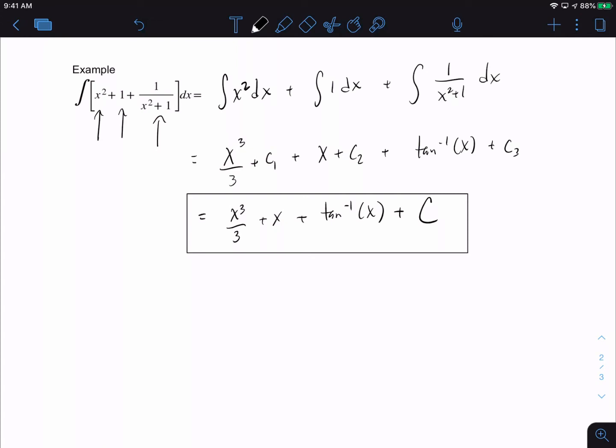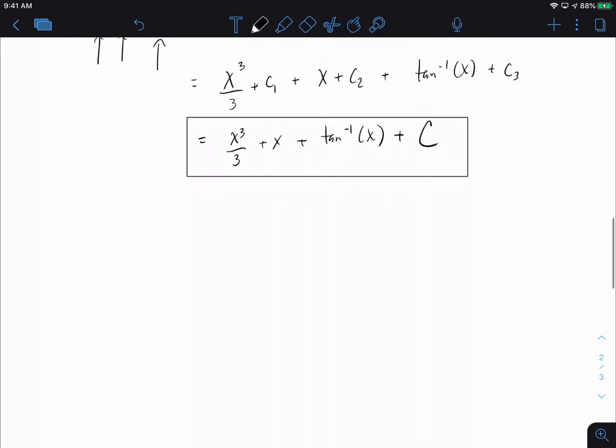Because like if I had C1 was 1 and C2 was 2 and C3 was 3, those would end up being a new constant 6, right? So since we don't know what the constant is, we just make it a capital C for some new constant, okay? That's the gist of this, breaking it down for each single one.